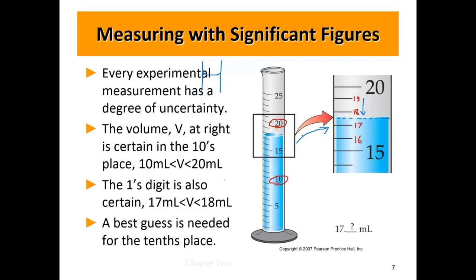Note that it's not going to be perfect, and you will get a range of answers depending upon who's measuring, but they should be close. So I'd say 17.5 or 17.6 would both be good answers here, and that's how you measure with the appropriate number of significant figures. Estimate between the smallest markings.